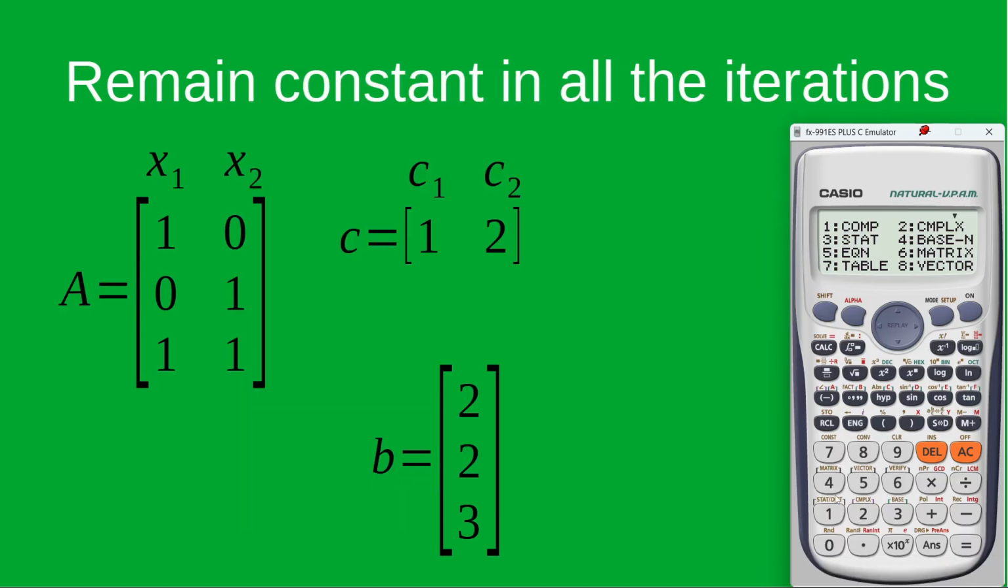So that's going to be 6 and that's going to be 1. And of course, matrix A is going to be, sorry, 3 by 2, that is 3 rows and 2 columns. So we select 2 and we enter it. 1, 0, 0, 1 and 1 and 1. Now we are pretty much done with entering matrix A.